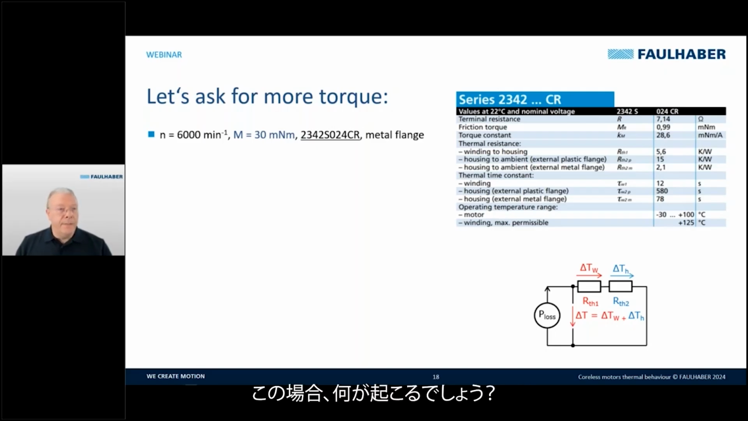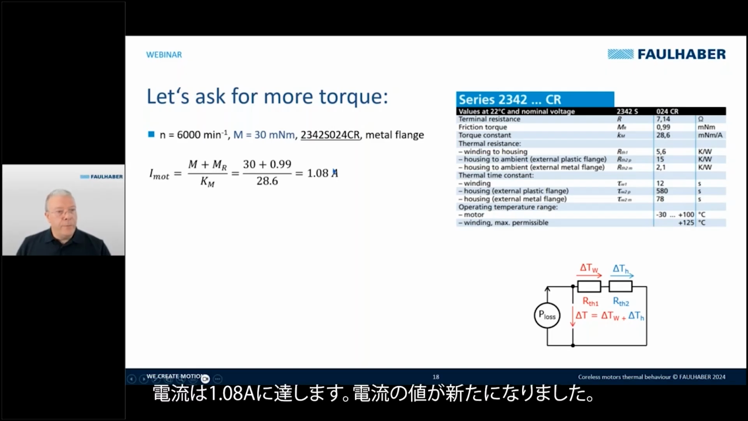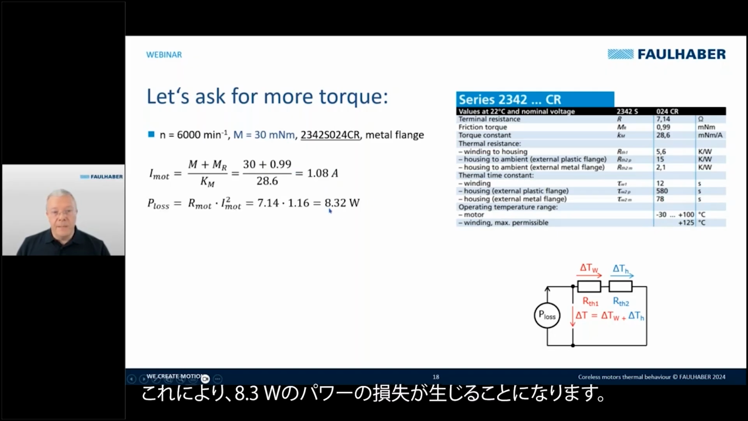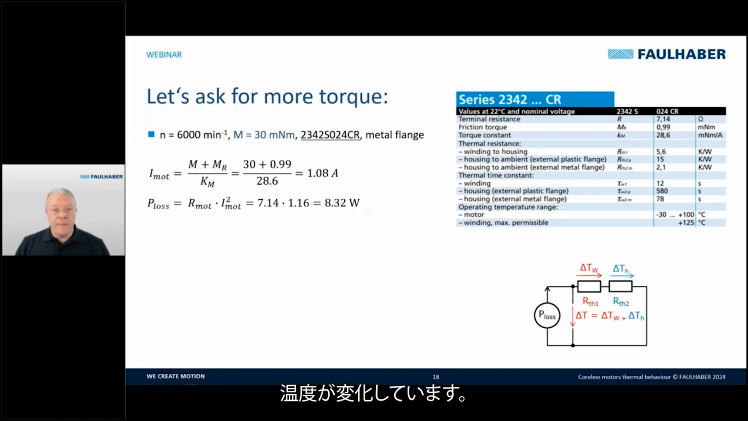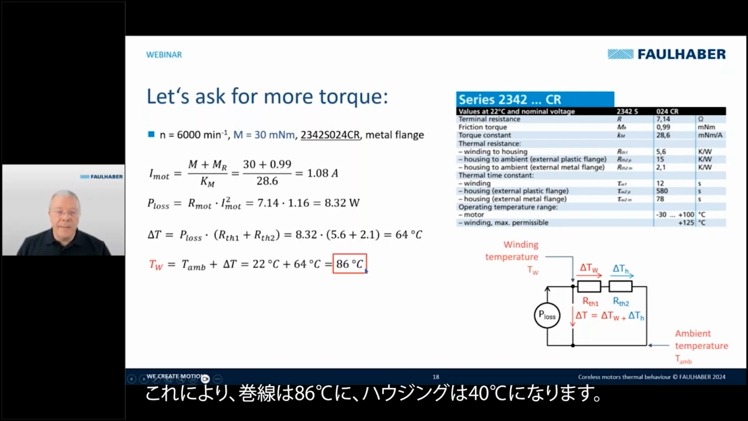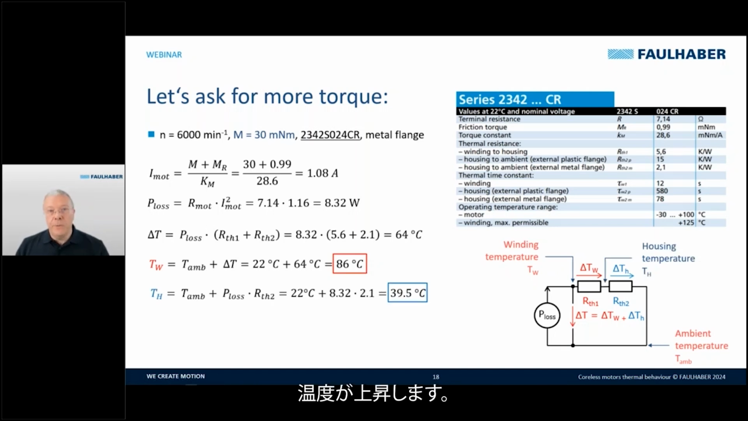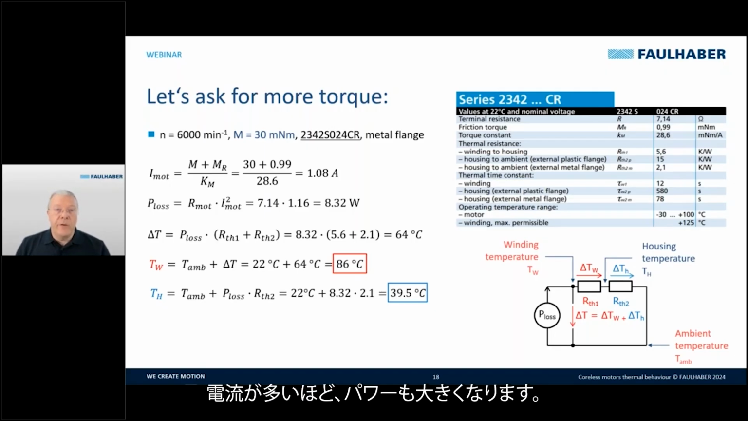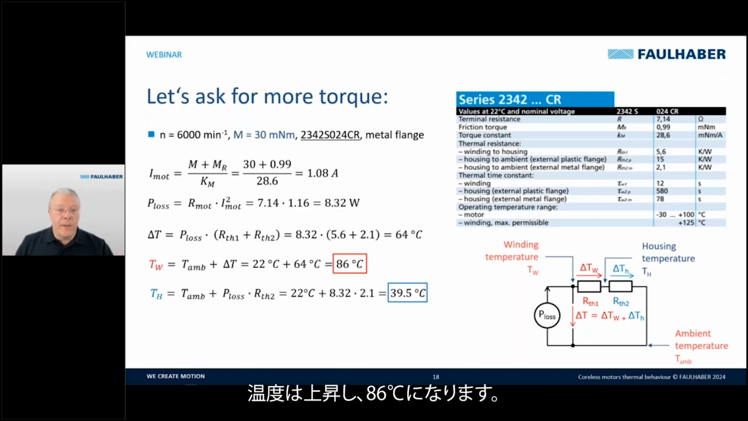What happens in this case? So we reach 1.08, the new value of current. This leads to 8.3 watts of power losses, and the temperature is changing. The total variation of temperature is 64 degrees in this case. This brings the winding to 86 degrees and the housing to 40 degrees. So we have an increase of temperature, of course, this is logical. We have more current, we have more power, and then the temperature is rising.